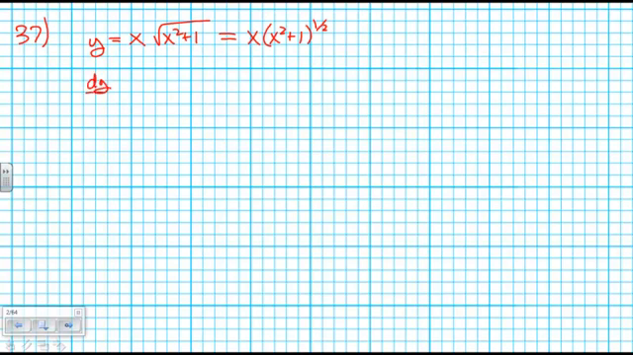The derivative of the left-hand side is going to be dy/dx. The derivative of the right-hand side is going to require the product rule. First, times the derivative of the second. Drop the power down, leave the inside the same, reduce the power by 1, derivative of the inside, plus second, times the root of the first. And there we go. Clean up.